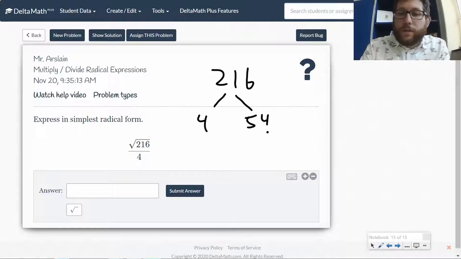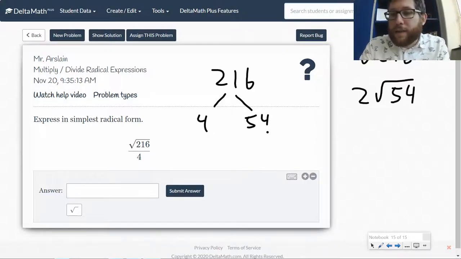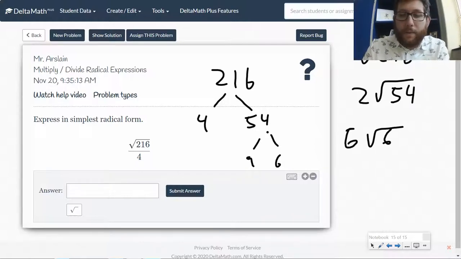Okay, so root 216, and I'm just going to worry about the radical for right now. That's the same as 2 root 54, and I recognize 54 divides by 9. That's a perfect square, so I could divide this into 9 and 6. So this is 2 times 3, which would be 6 root 6. All right, so that's what's actually happening on the top of my radical.